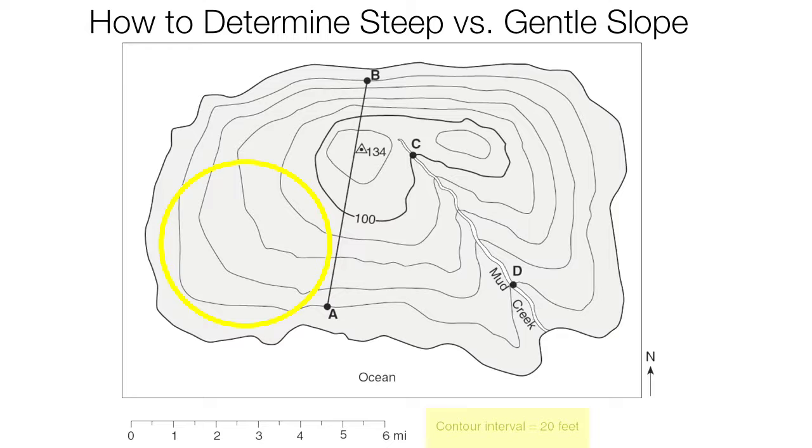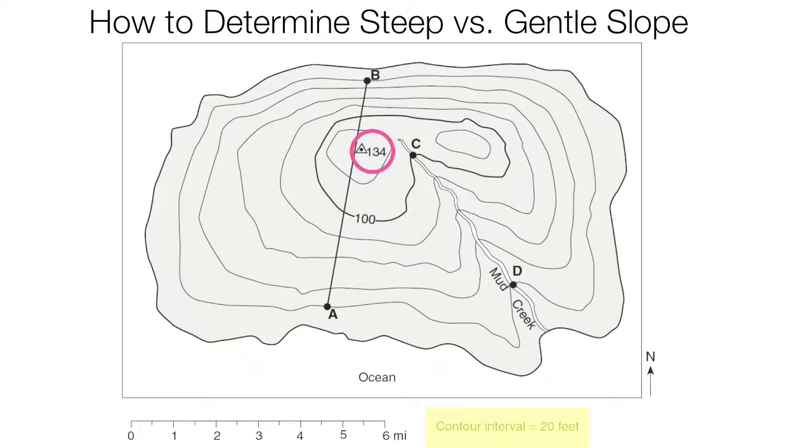One other feature I just want to point out is this. As you can see, the 134 with that little triangle with the dot is what we call the benchmark. It gives you an exact elevation on your landscape. In this case, it's 134 feet. That's an exact elevation at that specific point.